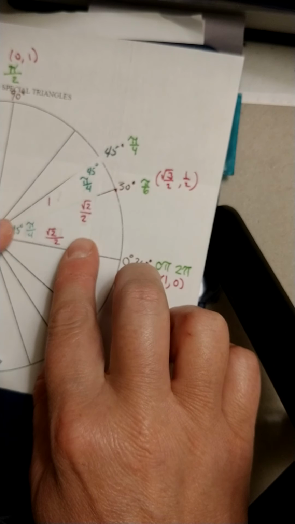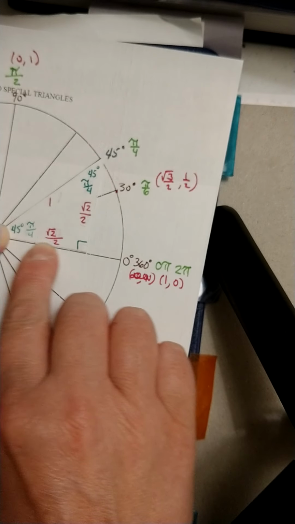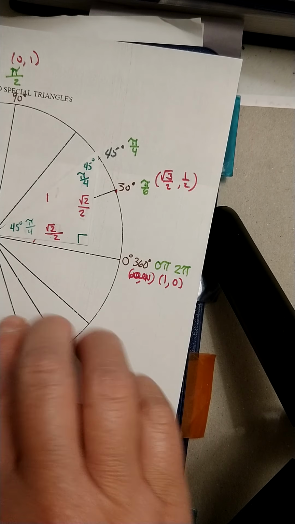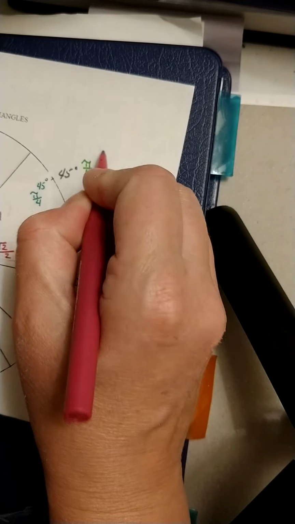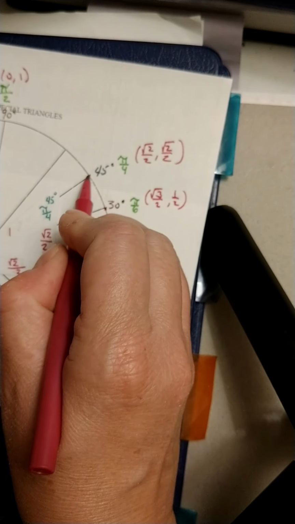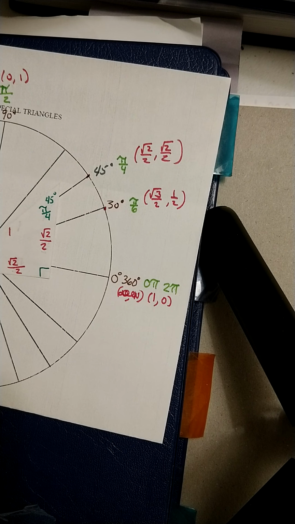Let's take a look at the coordinates. It would be an x length of radical 2 over 2 and a y length of radical 2 over 2. And that would be the ordered pair for that location right there at that point.